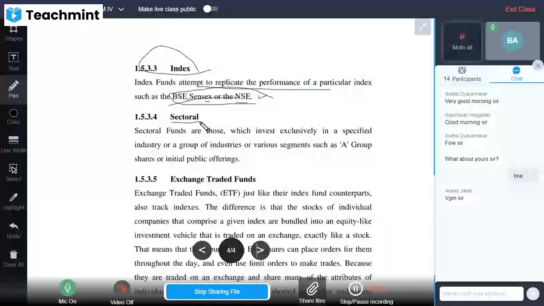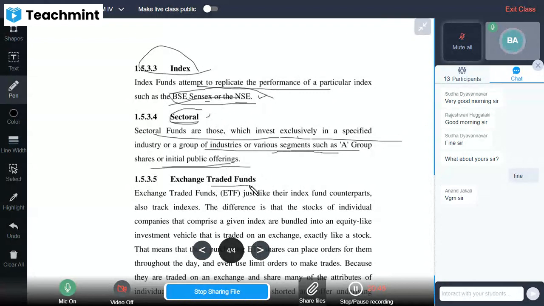They are exclusively invested in a specified industry or a group of industries, in various segments such as A group shares or initial public offerings. Sector specific and sectoral funds are both invested into different fields. Both are the same, but again there is a segment, there is a group of shares, right, or initial public offerings. According to that, they can invest in these kinds of sectoral funds.